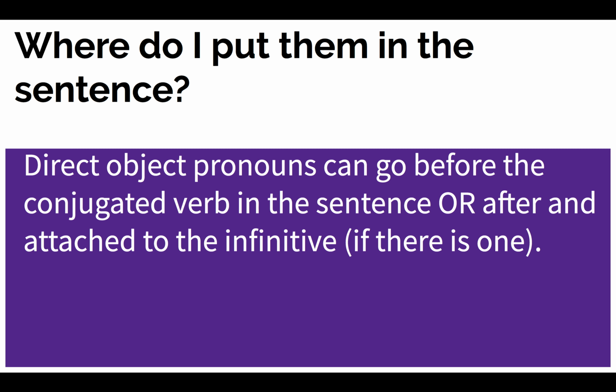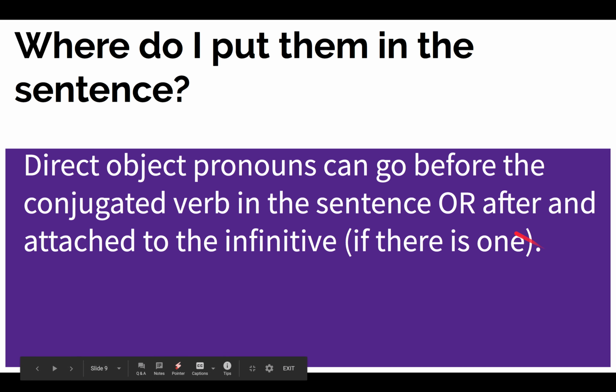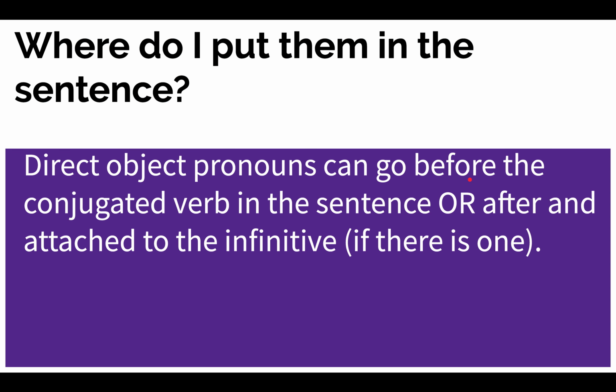Now you have to know where to put those pronouns in your sentence. So a direct object pronoun goes either before a conjugated verb, which is a verb that has already been changed to match a subject, or it can go after and attached to the infinitive. An infinitive is a verb that has no subject. It ends in AR, ER, or IR. Not every sentence has an infinitive, so that's where you have to kind of decide. And it can only go either before the conjugated verb or after the infinitive, but not both.